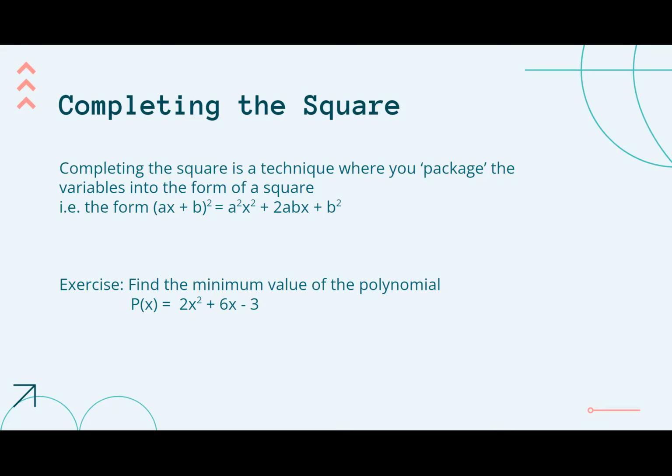Find the minimum value of the polynomial p of x equals 2x squared plus 6x minus 3. Give that a try. The idea is doing it using completing the square. There are other methods, but that's the point of the exercise.